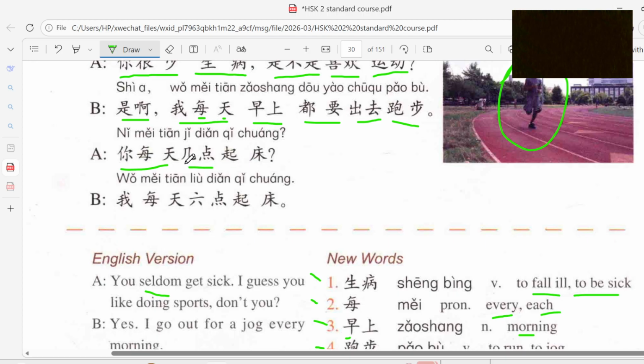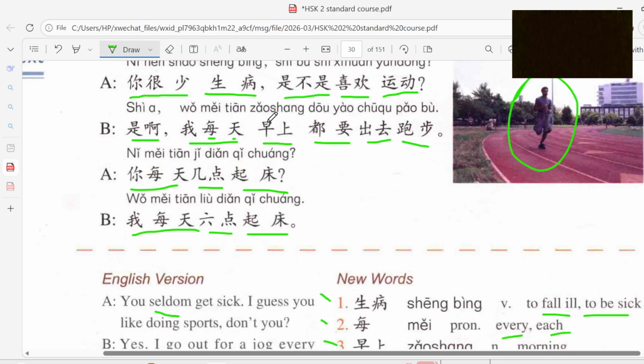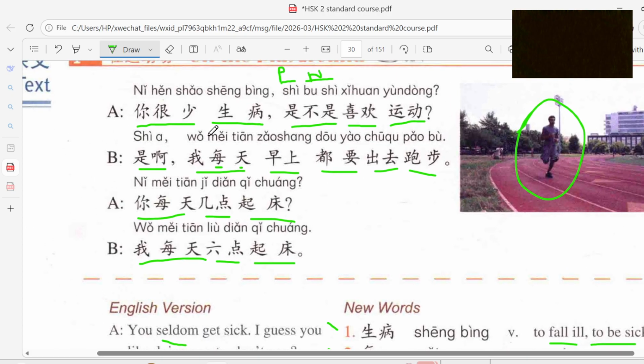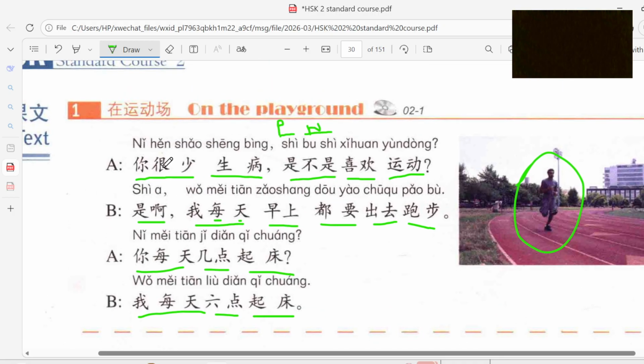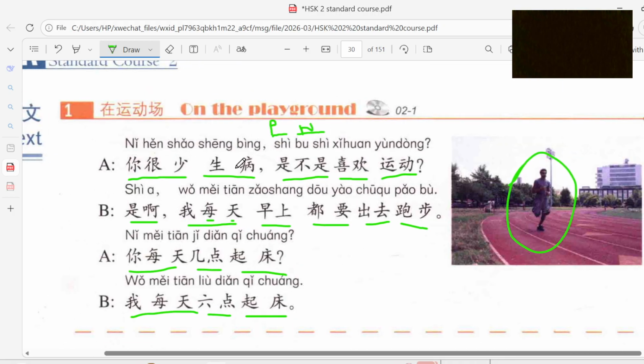几点. Remember 几 is for numbers below 10 if it is used not following the measure word. So he says 你每天几点起床? What time do you wake up in the morning? 我每天6点起床. This person wakes up at 6 a.m. and then goes for jogging. That's why he seldom falls sick. 很少生病.